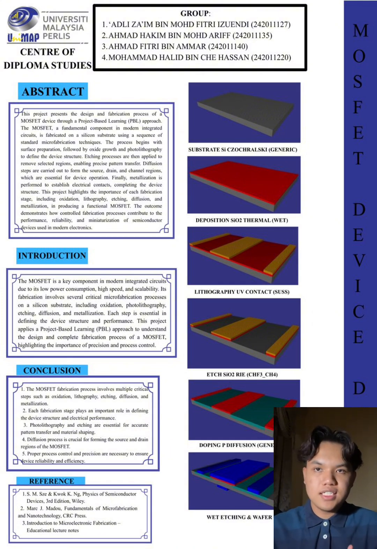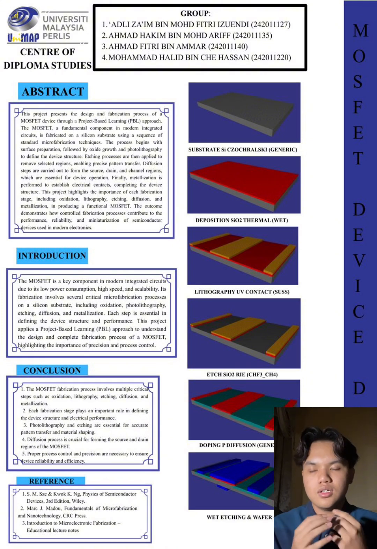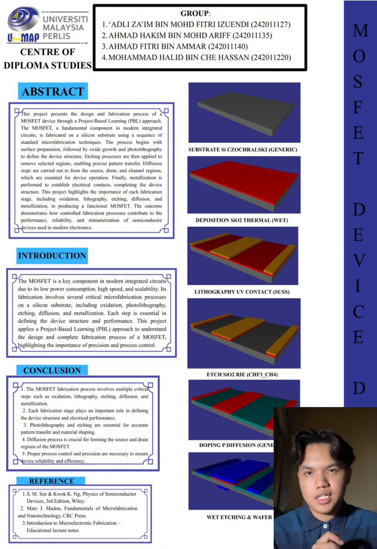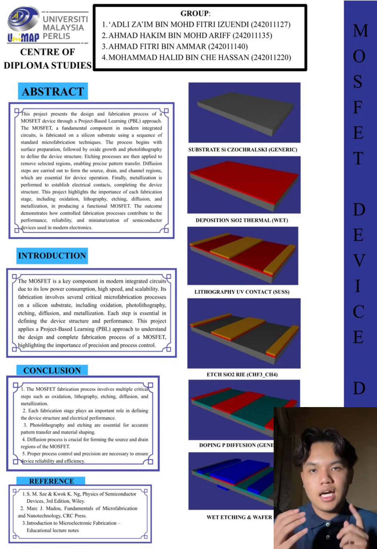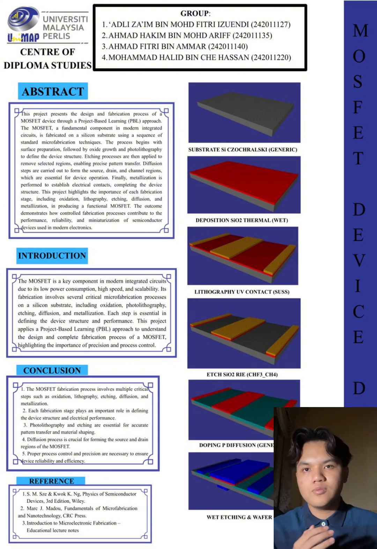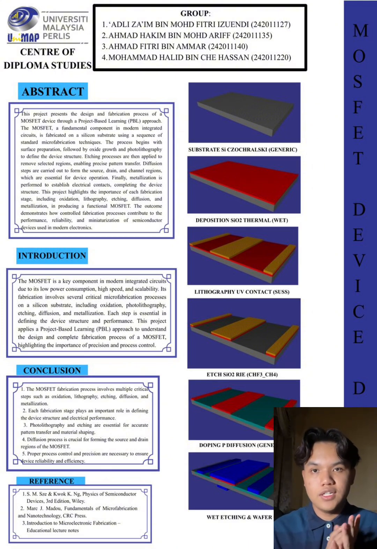For the metallization, aluminium, Al, is deposited using a process called sputtering. This creates a metal layer on the wafer surface. After that, photoresist is applied again, lithography is performed, and the aluminium is etched. This forms the metal interconnections which allow electrical signals to flow through the device.